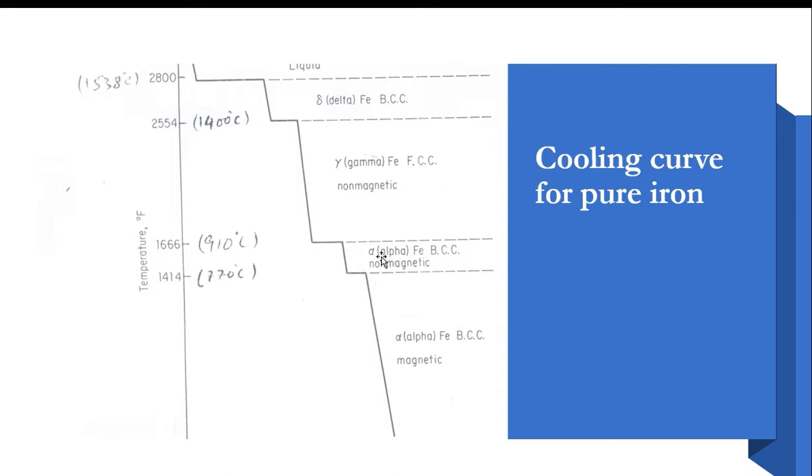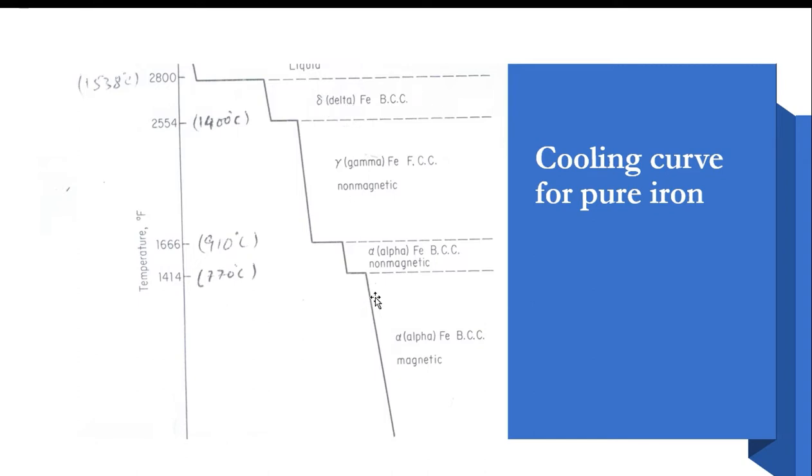And again, if you change it at 910, then alpha non-magnetic changes to gamma non-magnetic, but it is face centered. This is body centered. Now if you increase it to 910 degrees Celsius, it converts to gamma non-magnetic FCC. Again, if you change it to 1400 degrees Celsius, this gamma non-magnetic face centered changes to delta BCC magnetic, right?